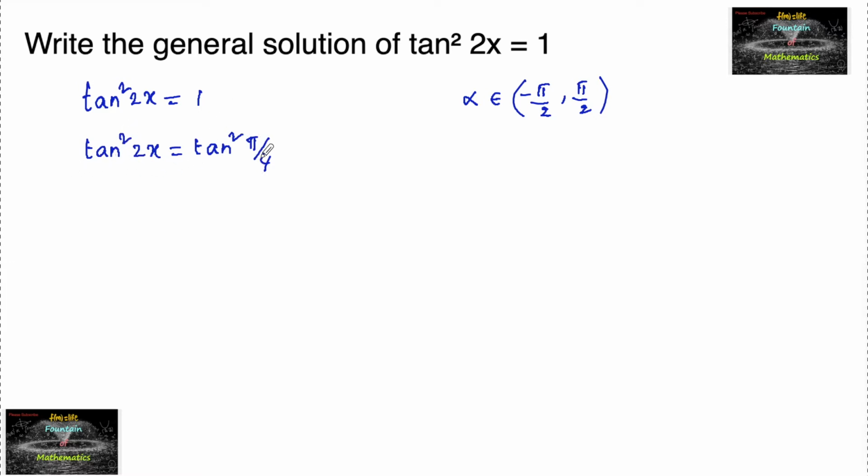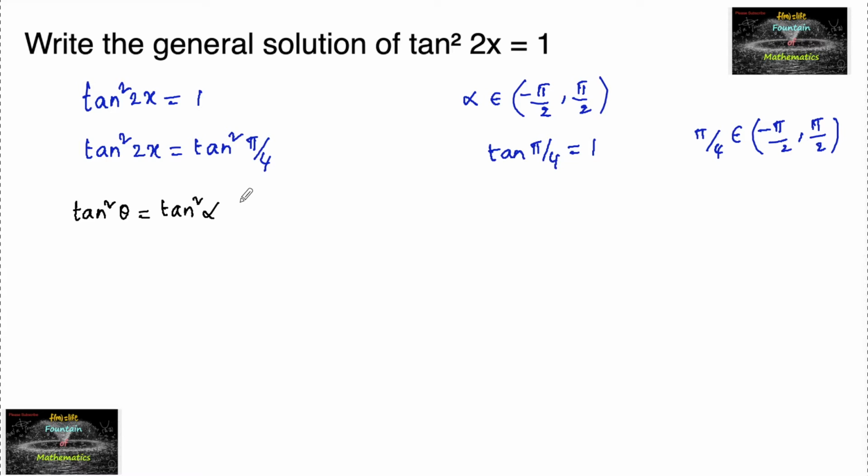Tan square 2x is equal to tan square pi by 4, since tan pi by 4 is equal to 1 and pi by 4 belongs to the principal range, that is minus pi by 2 to plus pi by 2 for tan. Also we know that if tan square theta is equal to tan square alpha, where alpha is the principal solution, then the general solution is theta is equal to n pi plus or minus alpha, where n is an integer.